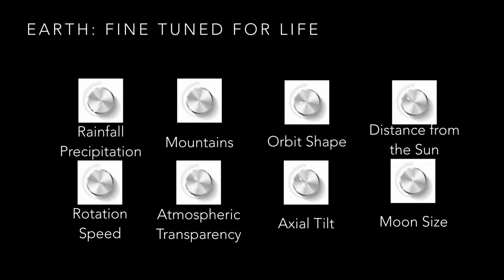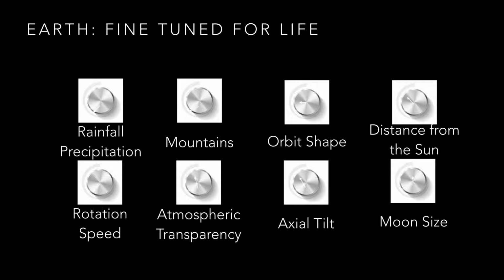For example, rainfall precipitation. If the rainfall is too much, clouds would cover the Earth, and also it would start a runaway greenhouse effect that would develop and destroy life on Earth. If there was too little rainfall, there would be no advanced life on the land, as droughts would start and dust bowls would occur across the land masses.